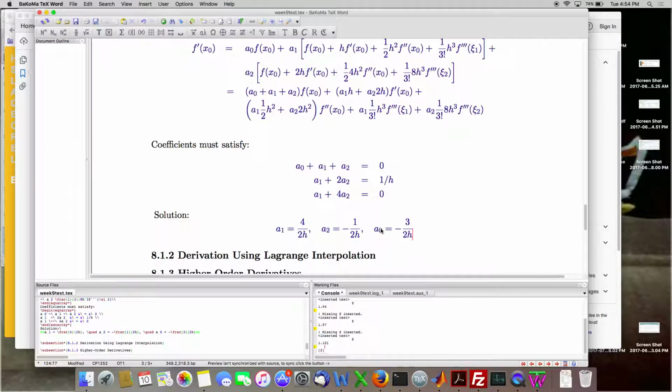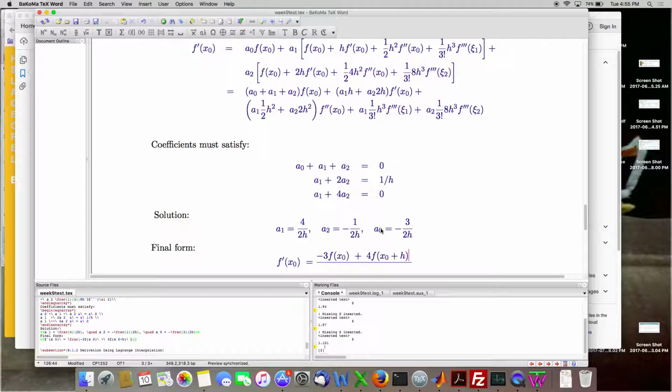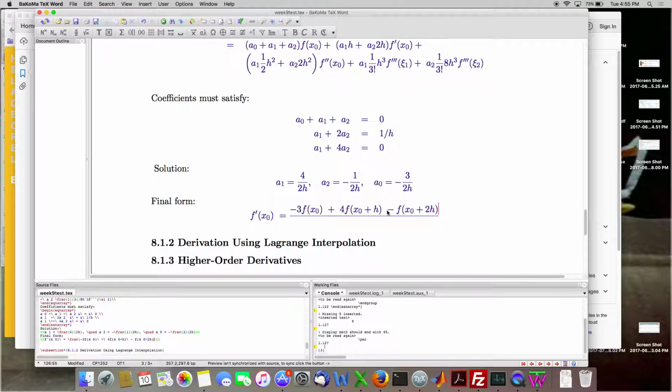So what we get for the approximation is f prime at x naught equals minus 3 f of x naught plus 4 f of x naught plus h minus f of x naught plus 2h, all over 2h. So that's the approximation of a derivative.